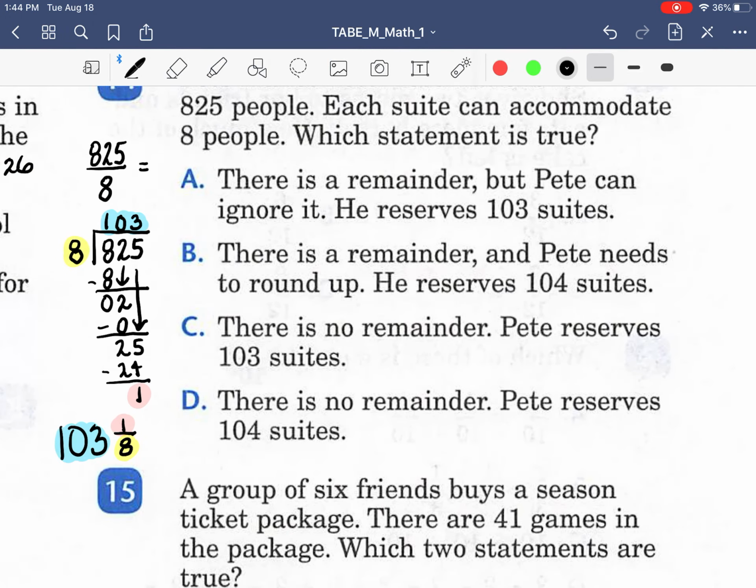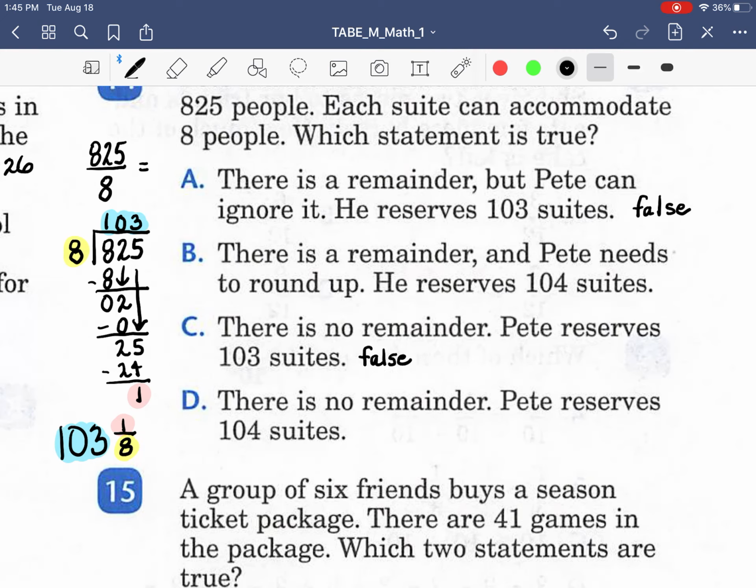A says there is a remainder, but Pete can ignore it. He reserves 103 suites. Well, if you ignore that remainder, somebody won't have anywhere to sleep. So Pete can't just ignore that person. There is a remainder, and Pete needs to round up. So he reserves 104 suites. I like that one, but let's read the others.